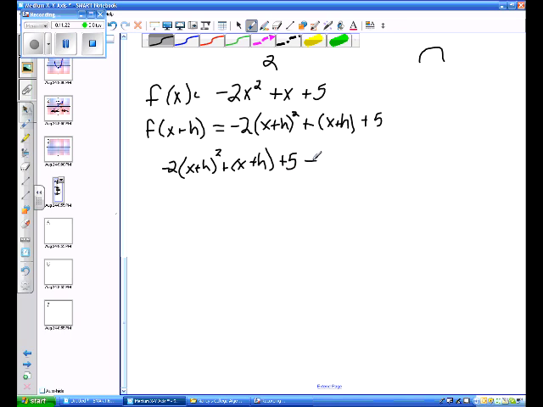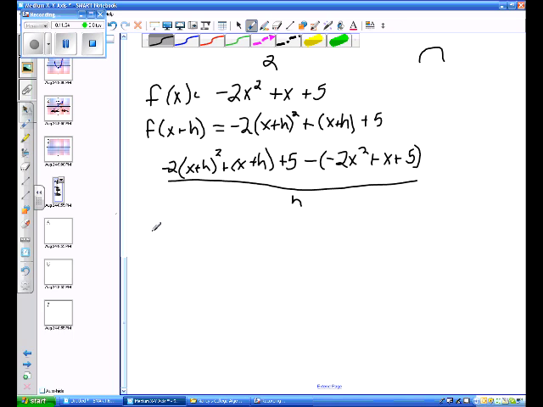Now, I'm going to subtract my f of x. Again, I want it in parentheses because it has more than one term. So negative 2x squared plus x plus 5, all over h. Now, we've got to go through and do our arithmetic.